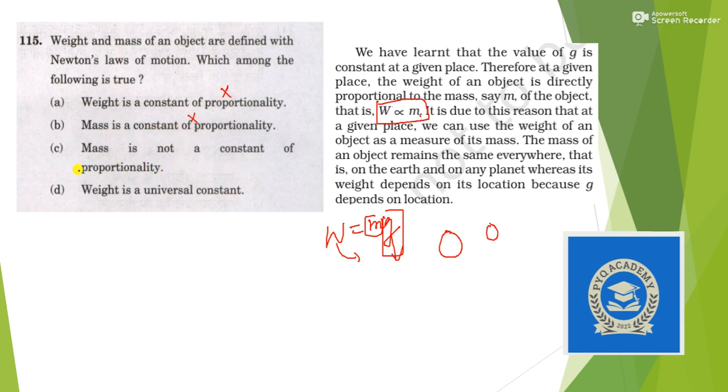Mass is not a constant of proportionality? Yes. Answer is option C. Weight is universal constant? No. Weight changes due to change in gravity. So our answer is option C. Weight is a constant of proportionality. Yes.